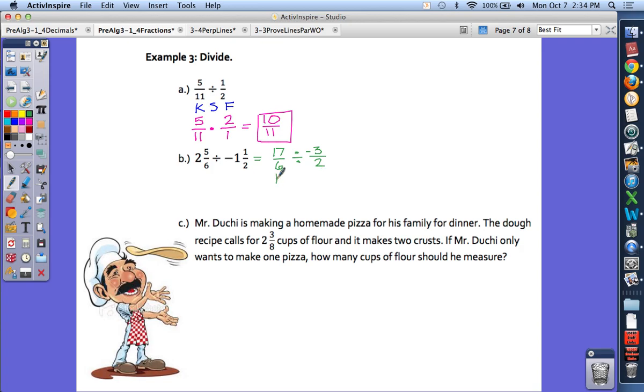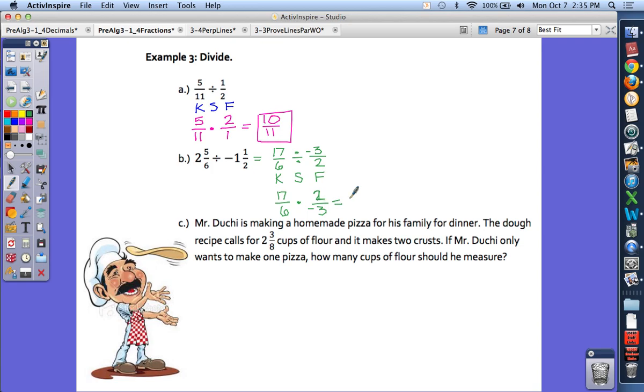Now let's keep, switch, flip. Keep that first fraction exactly the same. Switch the division to multiplication. And flip the second fraction to get your reciprocal. Negative 3 halves would be the same as 2 over negative 3. And now you're ready to multiply straight across. You can simplify here if you want. There's a 2 that's in both the numerators and the denominators, so you can simplify.